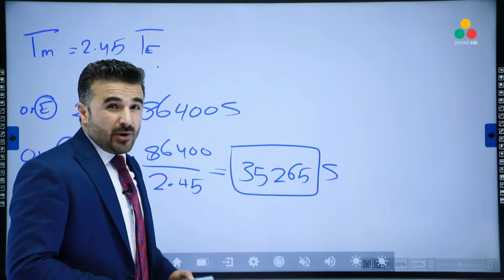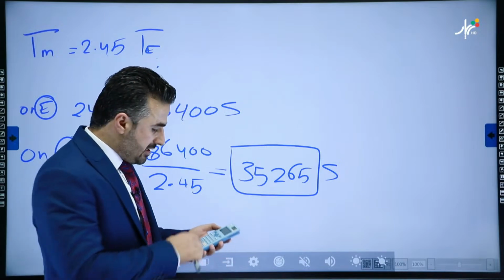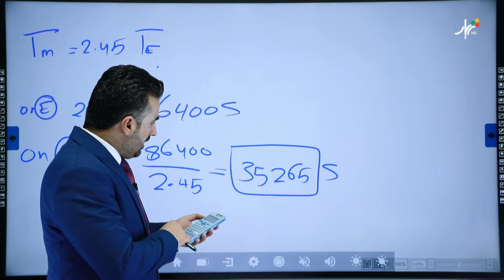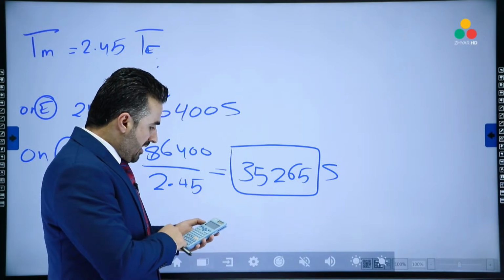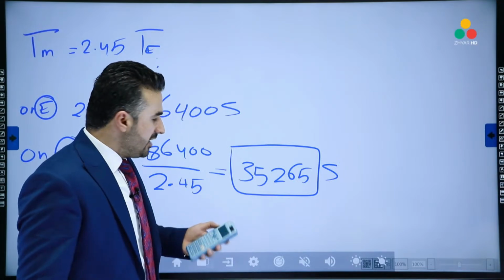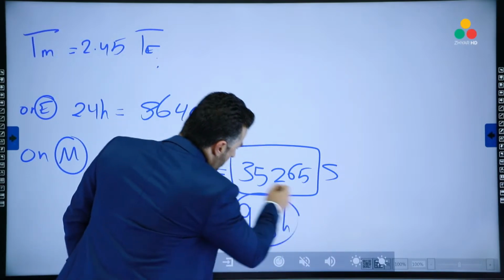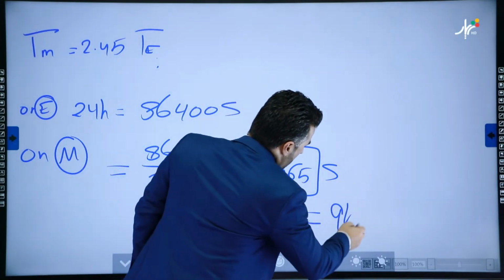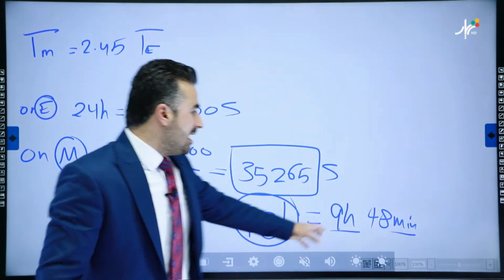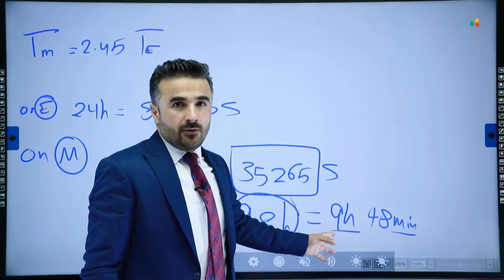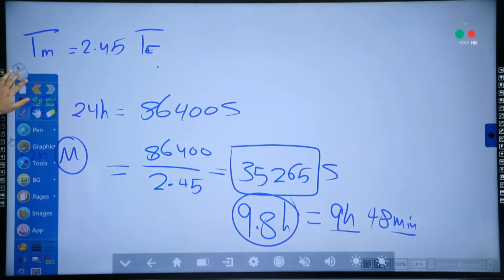So if you divide this one by 1 hour, and you know that in 1 hour there is what? There is 3,600 seconds, yeah? So 35,265 divided by 3,600, of course, you will get once again 9.8 hours. And once again, 9.8 hours would equal 9 hours and 48 minutes, okay? So remember this. So we can say the time where the clock will read 9 hours, 48 minutes on the moon. Okay, so I hope that was clear, but remember this.